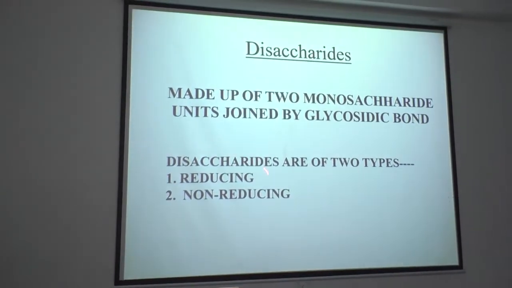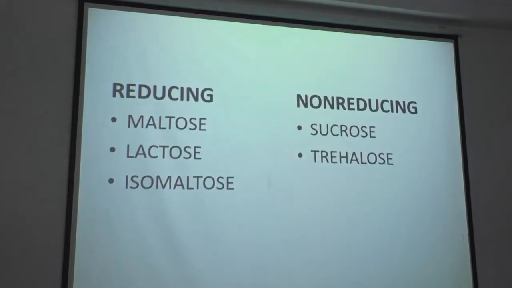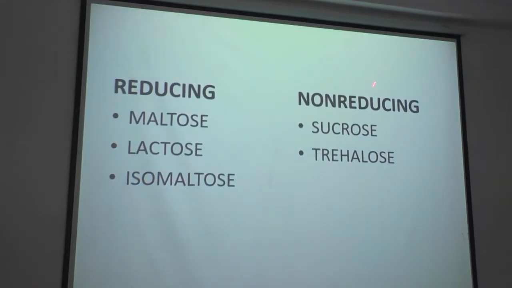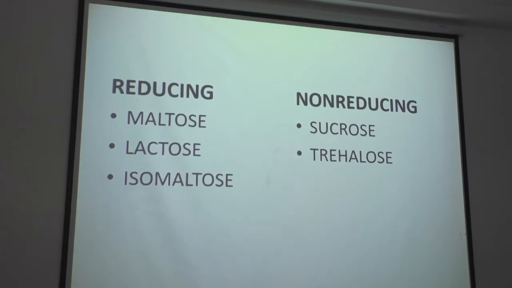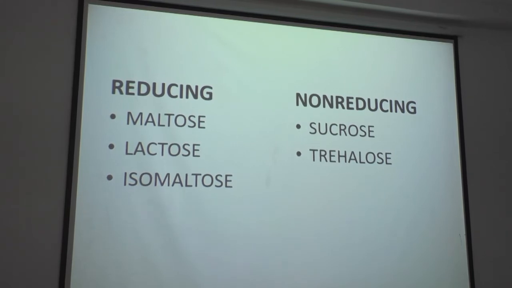So, disaccharides are of two types based on their reactions: reducing and non-reducing. Reducing sugars are these, non-reducing sugars are these. Now, each one you have to study. Maltose and lactose you have already studied. In practicals, they give osazone crystals. Other normal reactions are the same, only they can be differentiated by osazone crystals.